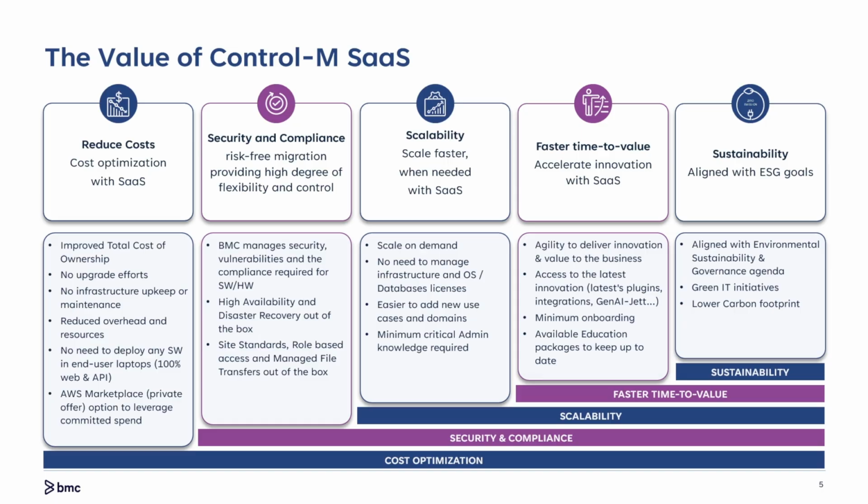And with SaaS, teams can onboard faster and deliver value sooner. Accessing the latest integrations, plugins, and innovations means less time setting up infrastructure and more time automating business processes. And finally, Control-M SaaS supports sustainability goals by reducing on-prem infrastructure, lowering energy consumption, and aligning with broader green IT and ESG initiatives. You'll see all of these pillars reflected as we go through this demo, from how quickly workflows are built to how they're secured, monitored, and scaled.